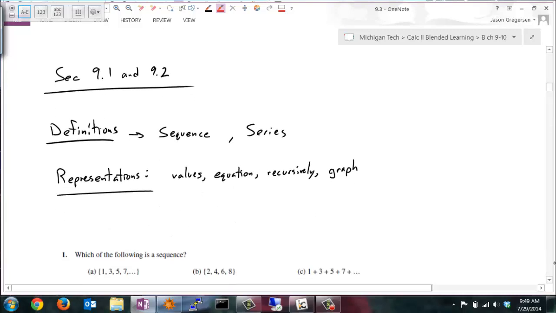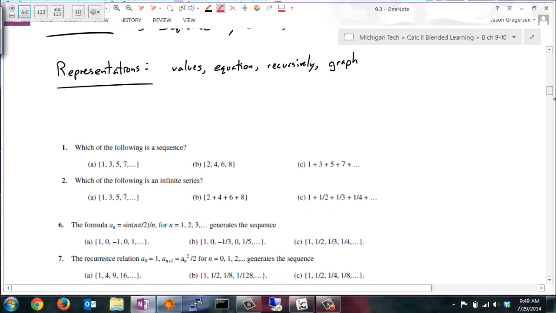So, section 9.1 and 9.2. We went through the definitions of everything. What's a sequence? What's a series? We talked about all the representations. So we have to make sure that we're comfortable with all those things.